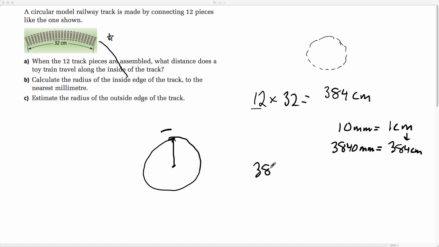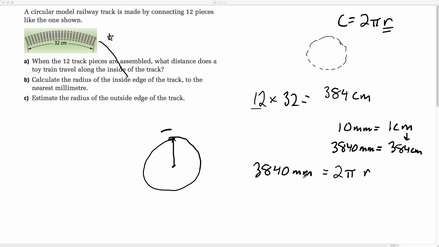So that's 3840 millimeters. That's our circumference, and that's equal to 2 times pi times r, and that inside radius is what we're trying to calculate. 2 is a number, pi is a constant, it has no units, so if we have millimeters on the left, then the radius is also going to be in millimeters. It says to the nearest millimeter, so we'll round to a whole number.